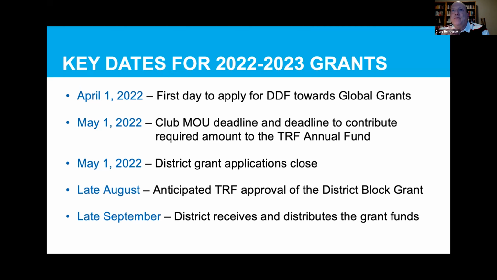We can anticipate that we'll hear back from TRF on the status of our district block grant by about late August. And as soon as we hear back from TRF that our district block grant has been approved, we begin to notify the clubs that they can actually start making commitments on behalf of their projects. And typically we will see the district block grant actually physically arrive in the district by late September. So once we receive our block grant funding, we then distribute those funds to the clubs and their projects.